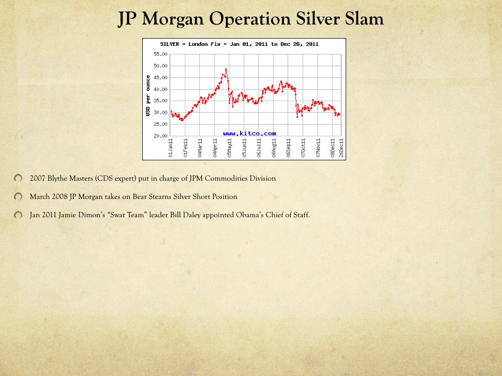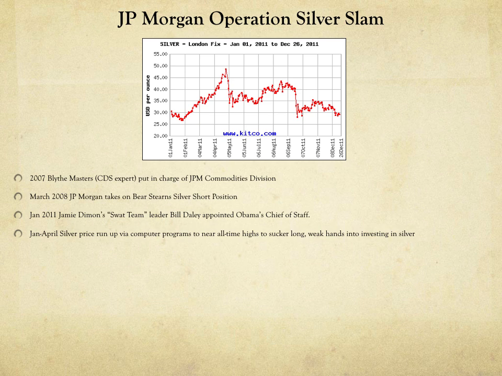Then, in January 2011, Jamie Dimon's SWAT team leader, that is Jamie Dimon's name for him, not mine, SWAT team leader Bill Daley is appointed Obama's chief of staff. You have the SWAT team leader at JP Morgan Chase appointed as Obama's chief of staff in January of 2011. I'd send out an email to all my subscribers saying, look out, something's on the way. From January to April, silver price runs up via computer programs to a near all-time high to sucker in long, weak hands into investing in silver.